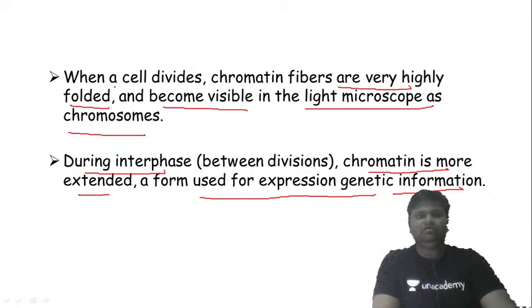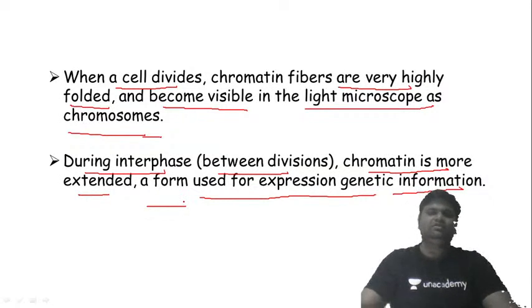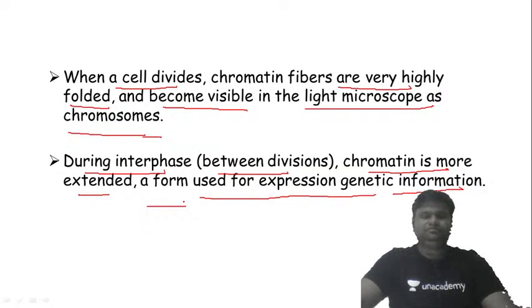So when the cell undergoes cell division, the chromatin fibers are highly folded and they become visible in the light microscope as chromosomes. And during interphase, that is between the divisions, the chromatin is more extended into a form that is used for expression of genetic information.